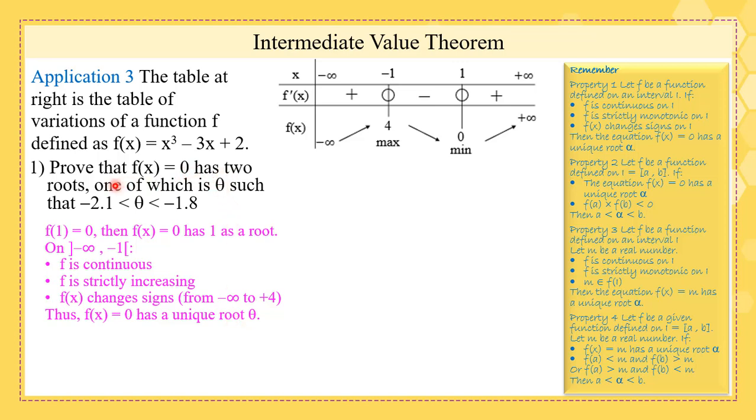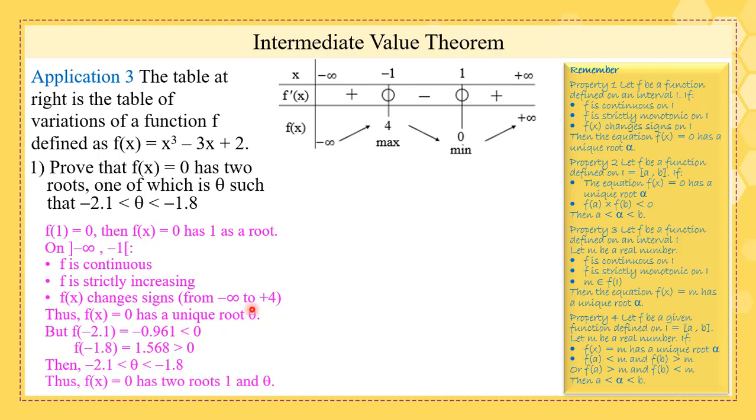Now we need to verify that the second root theta falls between negative 2.1 and negative 1.8. So we just calculate f of negative 2.1 using the explicit form of the function, which is negative 0.9, which is negative, and f of negative 1.8, which is 1.5, which is positive. So we can say from here that theta falls between negative 2.1 and negative 1.8. Finally, we can state that f of x equals 0 has two roots, 1 and theta.